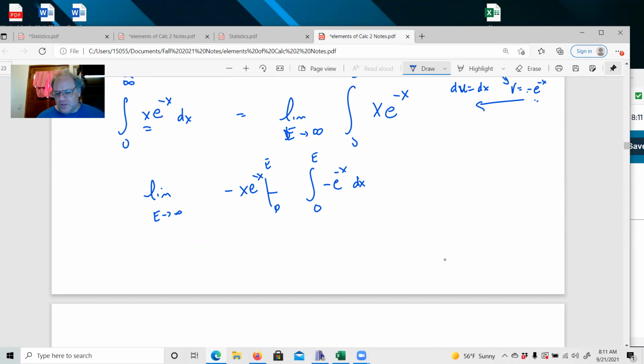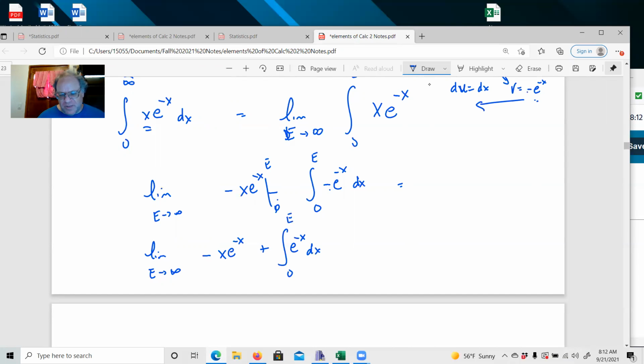All right, so this is going to be negative x e to the negative x. Actually, let me start a new line. So I have to write my limit. The limit as e goes to infinity of negative x e to the negative x, plus, right? Because it's negative, so we have plus e to the negative x dx. This goes from 0 to e.